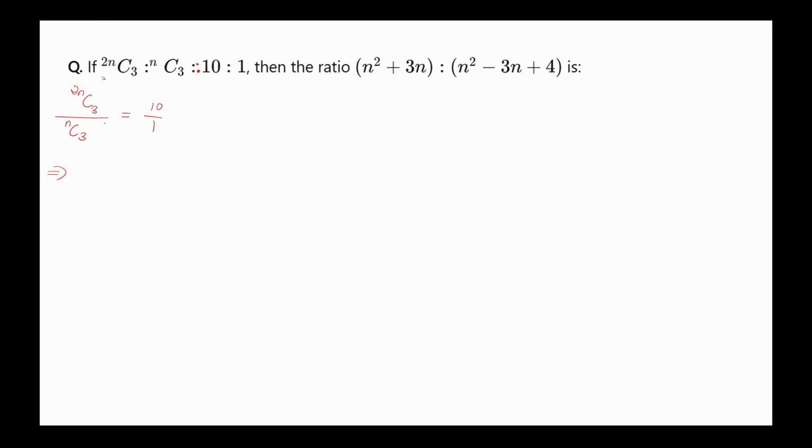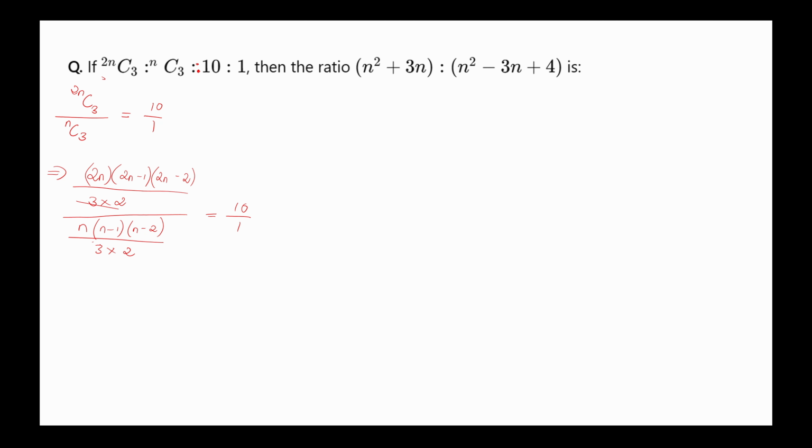Now let us simply open this up. 2nC3, how can we open this up? Either you can use the formula that we had studied, 2n factorial upon 2n minus 3 factorial into 3 factorial. Or simply, since there are only 3 terms, you can write it down as 2n into 2n minus 1 into 2n minus 2 upon 3 factorial, 3 into 2. And below what do we have? n into n minus 1 into n minus 2 upon 3 factorial again. This value is equal to 10 by 1.